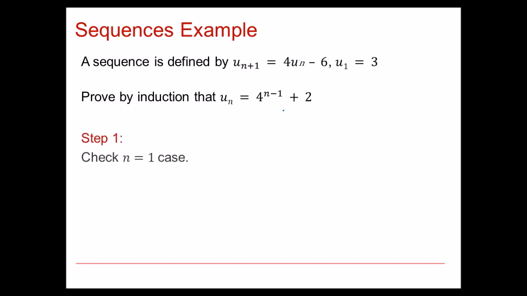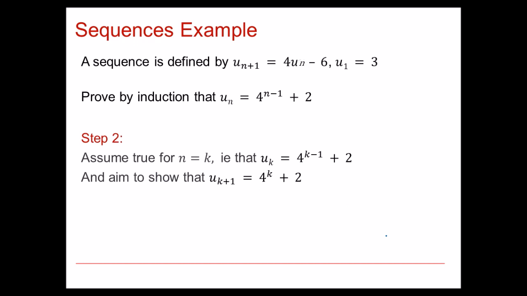So the first thing we've got to do is to prove that this formula will give us the right answer for the first term. So u1 equals 4 to the power 1 minus 1 plus 2, which is 4 to the power 0 plus 2, which is 1 add 2, which is 3. So this deductive formula we're trying to prove gives me u1 is 3, which of course is correct. It's the given first term. Therefore it's definitely true for n equals 1.